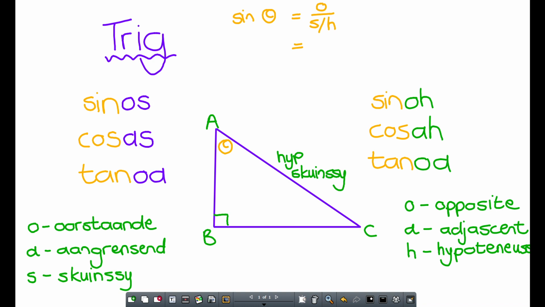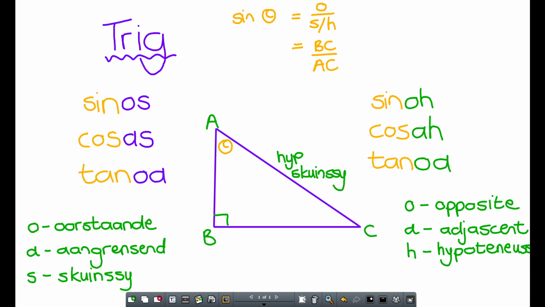Okay, so at the top of my fraction, I'm going to have BC. At the bottom of the fraction, I need the hypotenuse, die skynsy. En waar is my skynsy? Dit is AC. Does that make sense to you guys? Okay, ons gaan nou gaan ons getalletjies byvoeg.